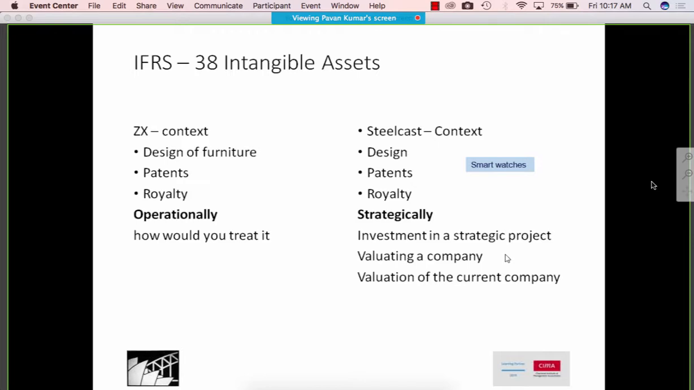They arise only when you have done something which is accepted by the public in general widely. So that is how you can put IAS 38 into context for both these case studies. Is there anything that anybody wants to discuss on this one? All right, let's move on then.